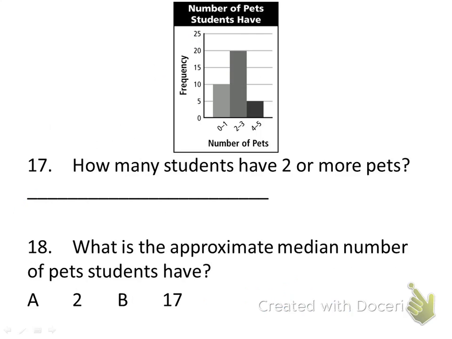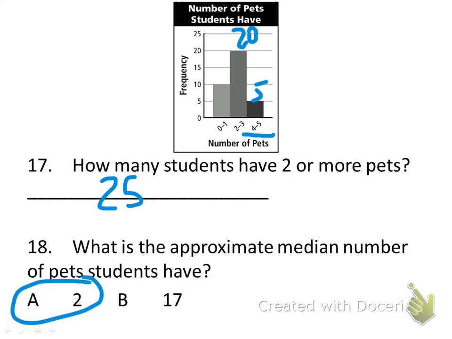How many students have 2 or more pets? It clearly shows that if we add the numbers together, 25 students have 2 or more pets. What is the approximate median number of pets students have? The correct answer is 2.